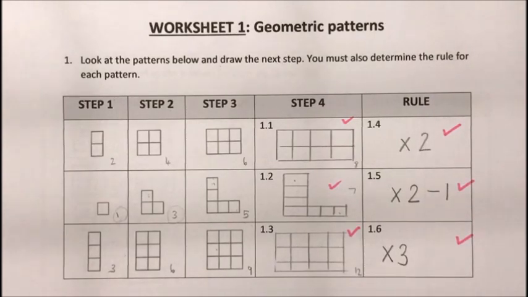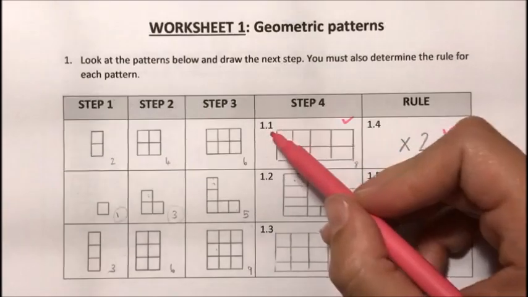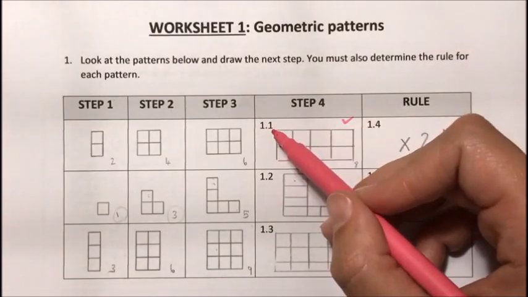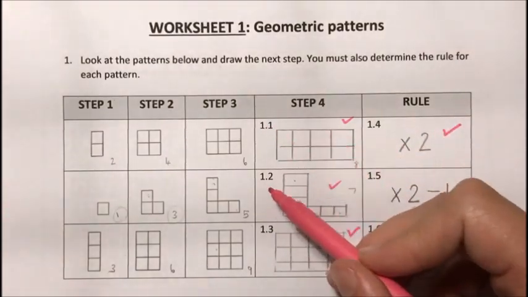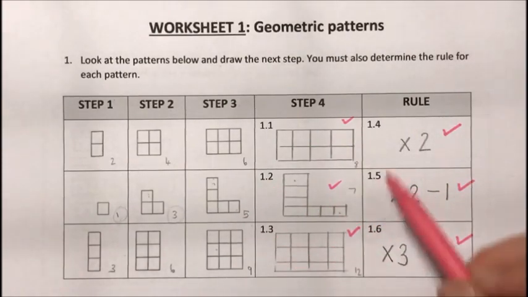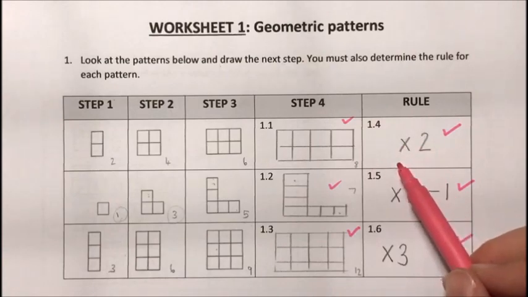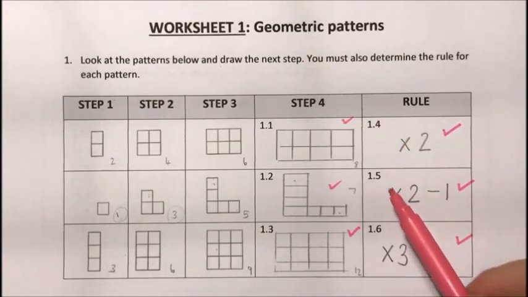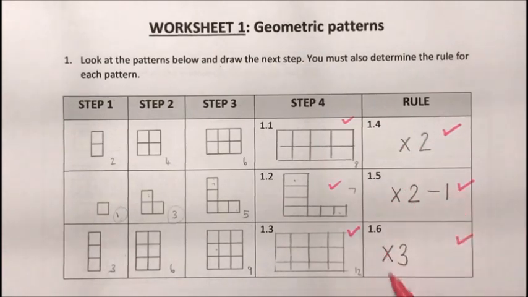If you didn't print out the worksheet, just make sure you numbered them correctly. So 1.1 had 8 blocks, 1.2, 7 blocks, 1.3, 12 blocks, 1.4 you would have written times 2, 1.5 times 2 minus 1, and then 1.6 times 3.